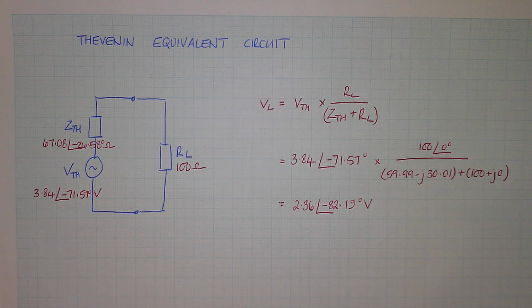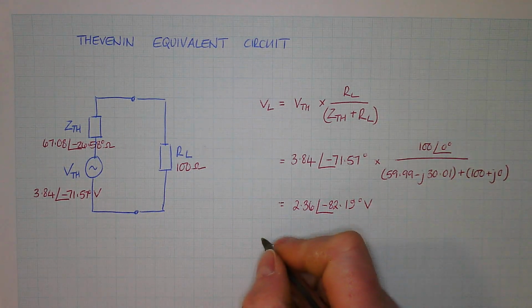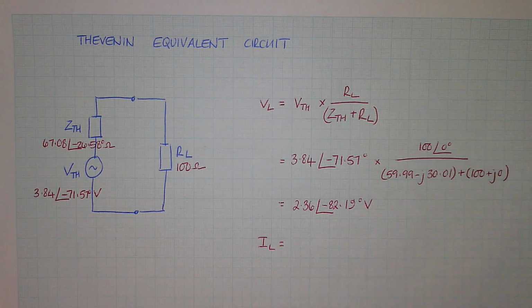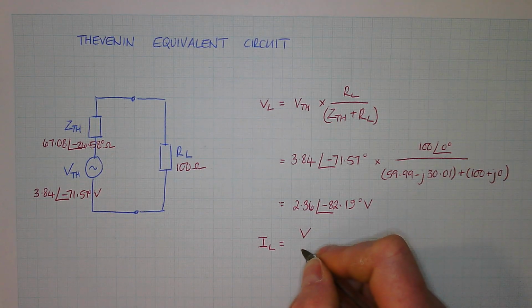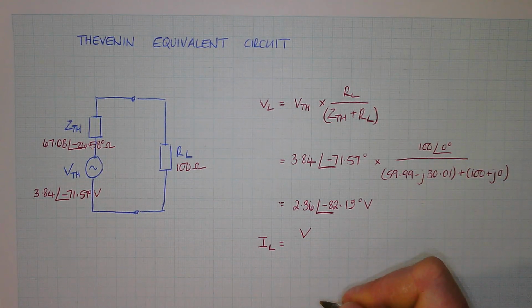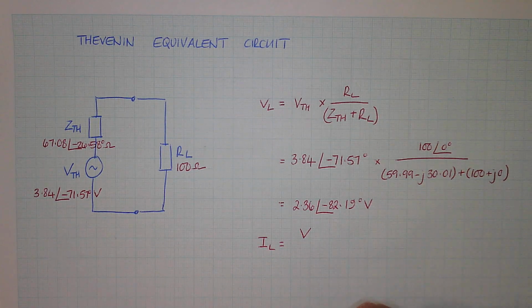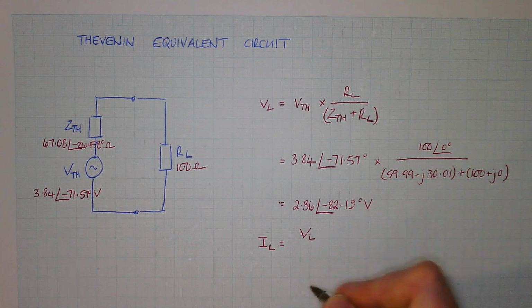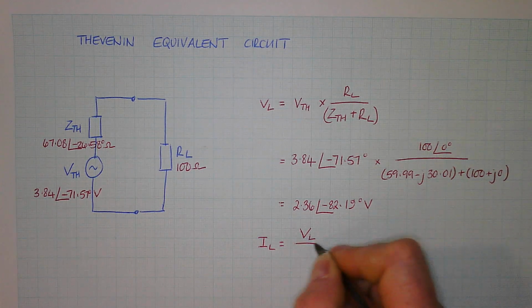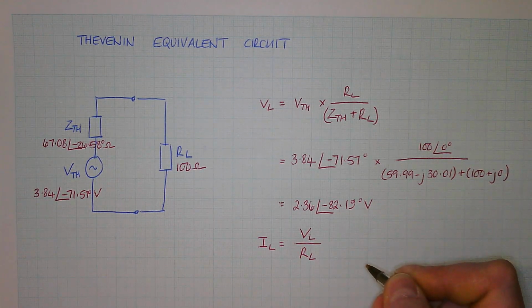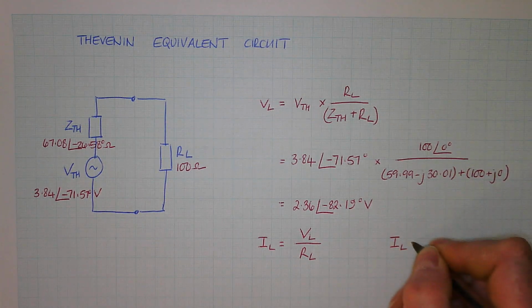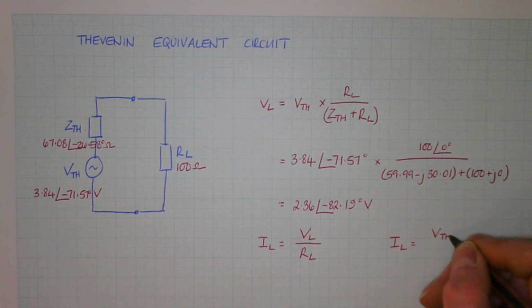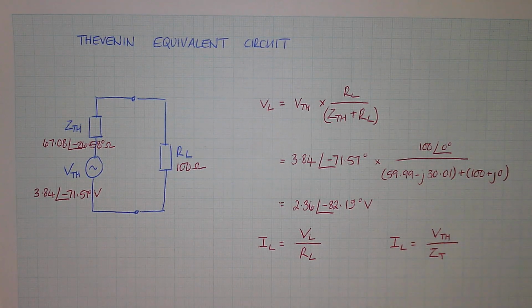So if you wanted to get the current through the load, what would you then do? What would your formula be for it, do you think? V over R. Which V? The one you just got, the VL, 2.36. Well, you can either do VL over RL, or because it's a series circuit, you could do V Thevenin over ZT. Both should give you the same answer. So whether you do it that way or that way, you should get the same answer.